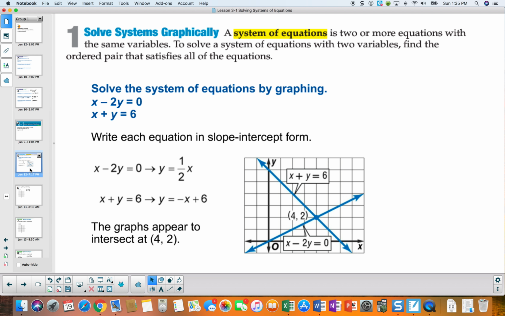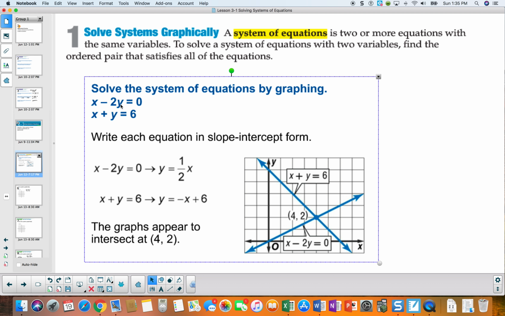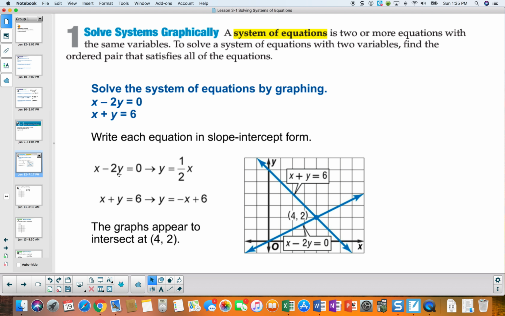Notice that to graph them, it's a good idea to get them into the slope-intercept form. And so we solve for y, and on this one we solve for y as well. This one has a y-intercept of 0, so we start at 0, and then go up 1 over 2, up 1 over 2. Over here we have a y-intercept of 6, and we go down 1 over 1, down 1 over.